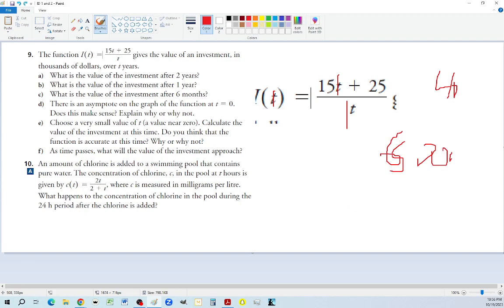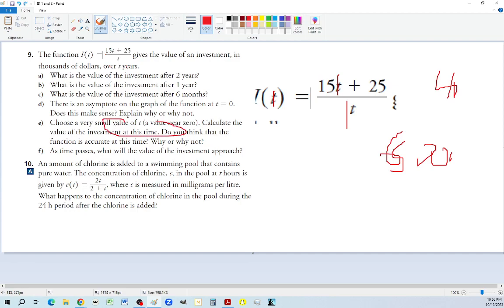There's an asymptote in this graph at t equals this. Does this make sense? Explain why or why not. Yes, because at time equal to 0, nothing has happened with the investment, so it doesn't matter if there's an asymptote there. It also wouldn't matter if there's an asymptote to the left of time of -1, because we don't have such a thing as negative time.